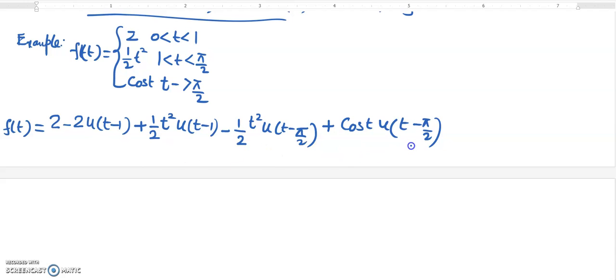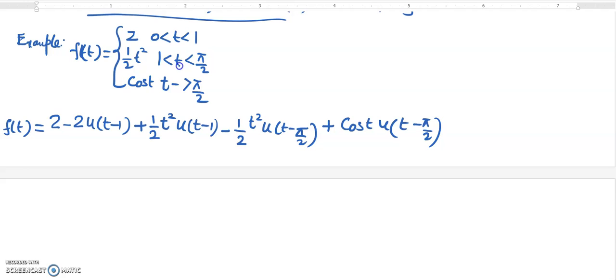Okay, so you will ask why. I just followed the procedure to write this function, and now we can verify it. For any value of t less than 1, it should be 2. For any value of t less than 1, this will be 0, because pi by 2 is greater than 1. So this is 0, this is 0, and this is also 0. So therefore it will be 2.